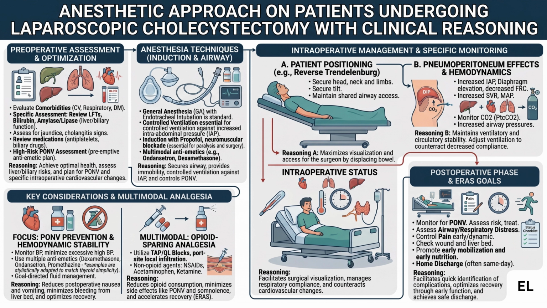Pneumoperitoneum also affects circulation by increasing systemic vascular resistance and altering venous return. Some patients may develop hypertension, while others may experience hypotension depending on intravascular volume status and cardiac function. Rapid insufflation may also stimulate the vagus nerve and cause bradycardia. Because of these physiological changes, the anesthesiologist must constantly balance ventilation, oxygenation, fluid management, anesthetic depth, and hemodynamic stability throughout the procedure. Pain management is another important aspect highlighted in this image.